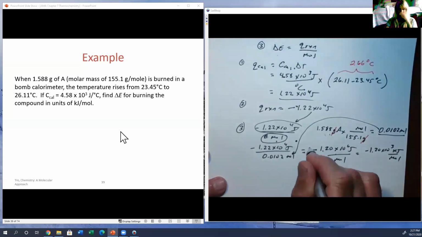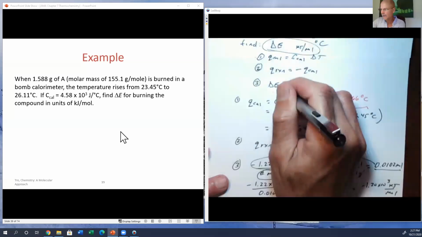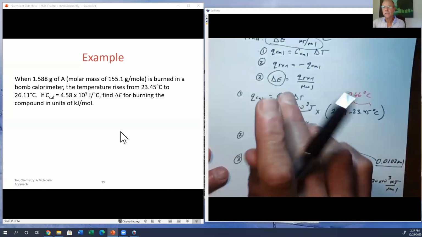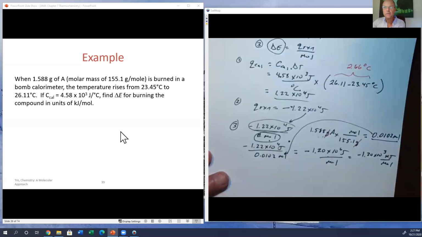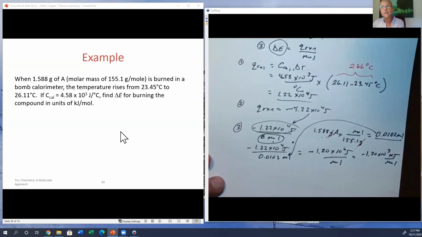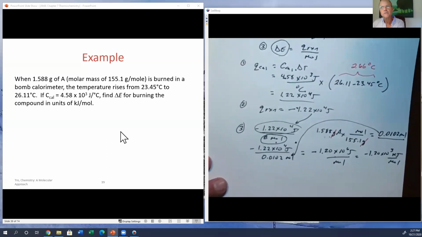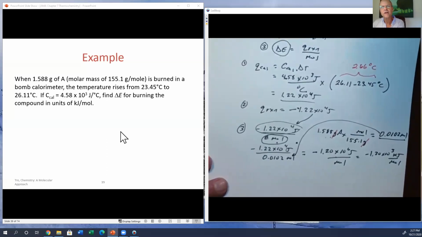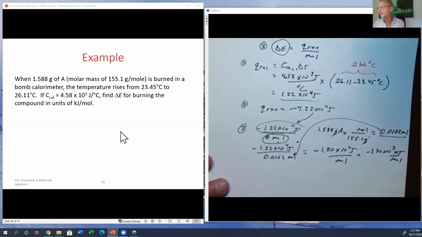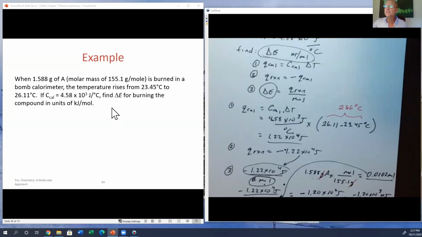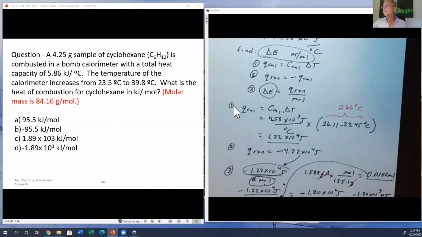This is how you measure delta E. In a bomb calorimeter, you measure delta E. In a coffee cup calorimeter, you measure delta H. We'll talk about that in just a minute, but the concepts are very closely related. It's a very similar idea. There's just a small difference, and I'll explain it to you in a minute. But first, let me have you try this one. Try this problem.